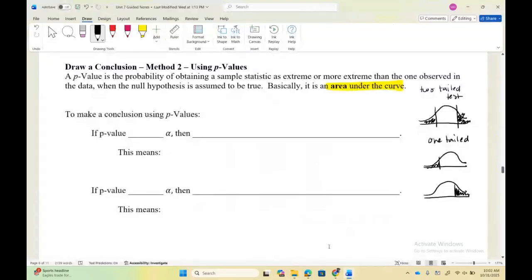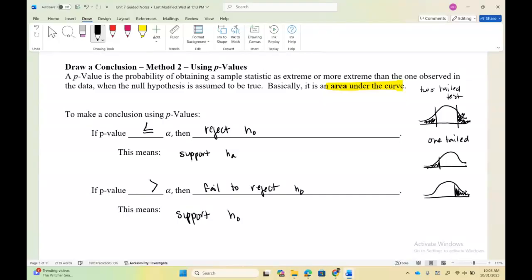All right, so here we go. If the p-value is less than or equal to our alpha, which is our level of significance, okay, then we will reject the null hypothesis. Okay, that means our findings will support the alternative hypothesis. If the p-value is greater than the level of significance, then we will fail to reject the null hypothesis. This means we support the findings of the null hypothesis.